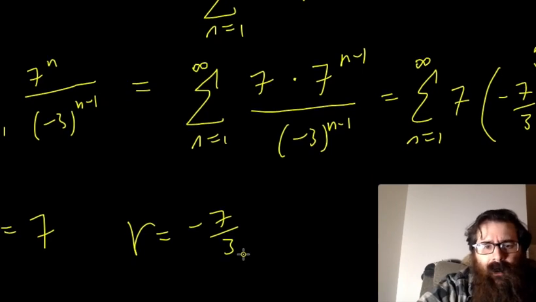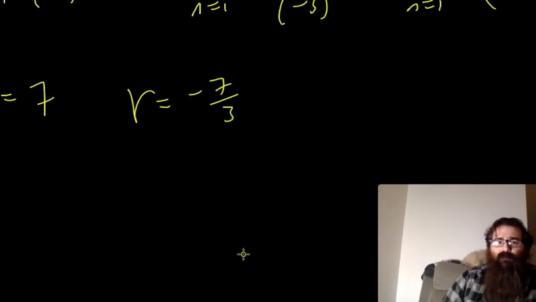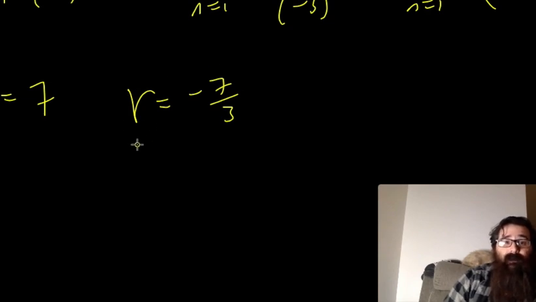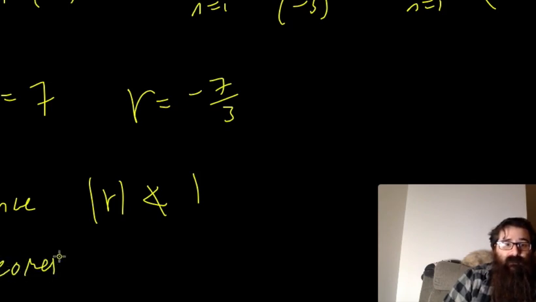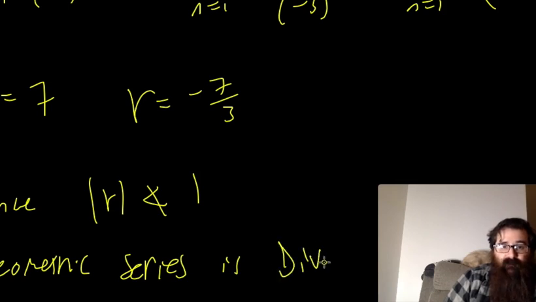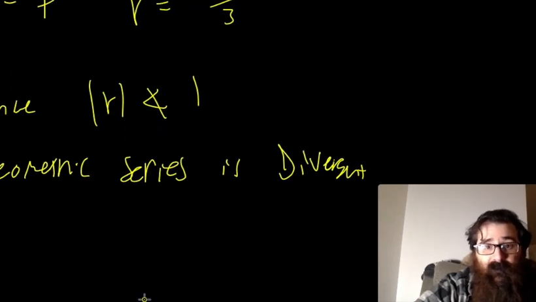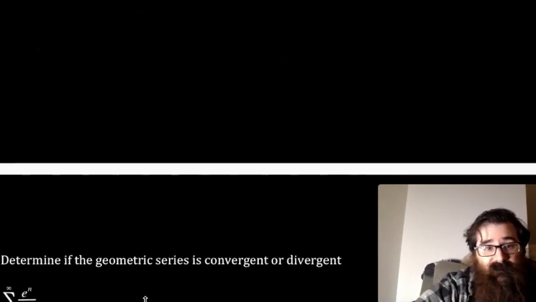We're really just looking at r right away to determine if it's going to converge or diverge. This is too big, right? We'd say since the absolute value of r is not less than 1, right? It's too far out in the negative direction. It's not between -1 and 1. -7/3 is too far out in that other direction. We'd say the geometric series is divergent. And since it's divergent, I wouldn't be able to tell you what the sum is because it's divergent as a series.